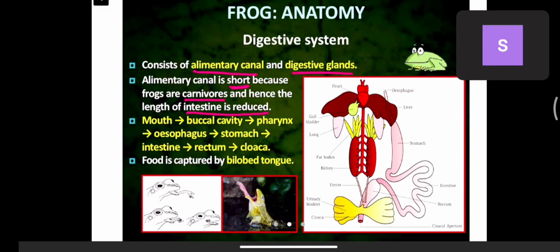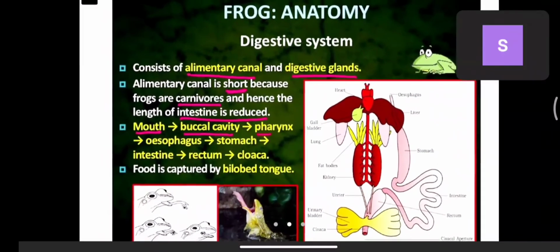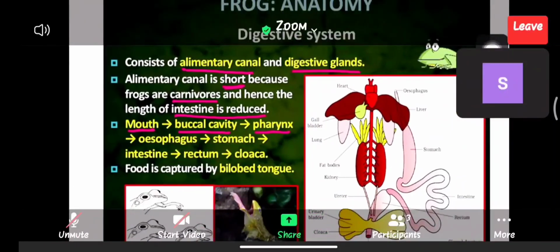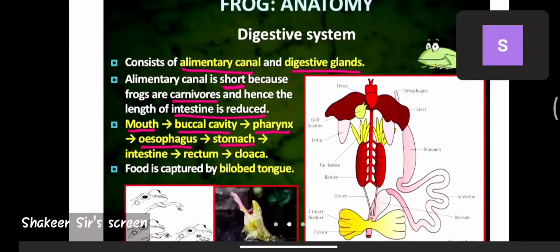Clear? So next, what is the sequence in which one opening opens into the other? That sequence is given here. Mouth opens into the buccal cavity. The inside of the mouth is called the buccal cavity. Then the buccal cavity opens into the pharynx. Then it opens into the esophagus, then the stomach, then the intestine, then the rectum, then finally the cloaca. This is the sequence in which the parts are arranged in the frog, and you should remember this sequence.